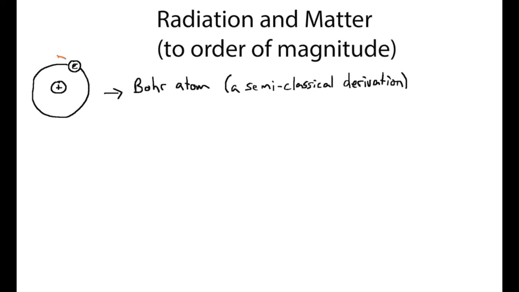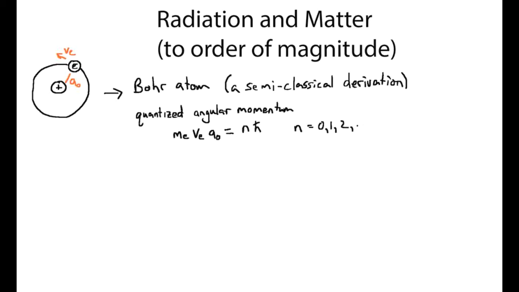So suppose our electron is going around with velocity v sub e, for velocity of electron, and is a distance a sub 0 from the proton. Then quantizing angular momentum gives us that the mass of the electron, m sub e, times the velocity of the electron, v sub e, times the radius, a sub 0, so this is the angular momentum, has to come in units of h bar. So we'll say n units of h bar, where n can be 1, 2, however many units that we want. So this is a quantum mechanical result that angular momentum has to come in quanta.